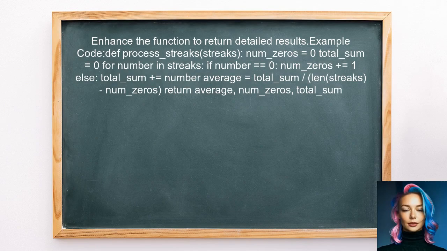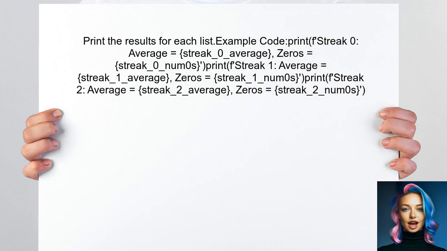Additionally, the user can enhance the function to return more detailed results if needed. This can include the total sum and the count of zeros. Finally, the user can print the results for each list to see the averages and counts of zeros. This will provide a clear output of the processed data.